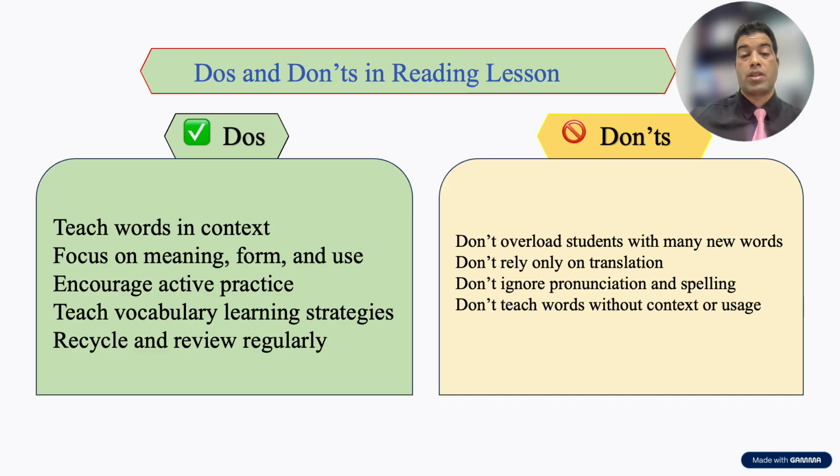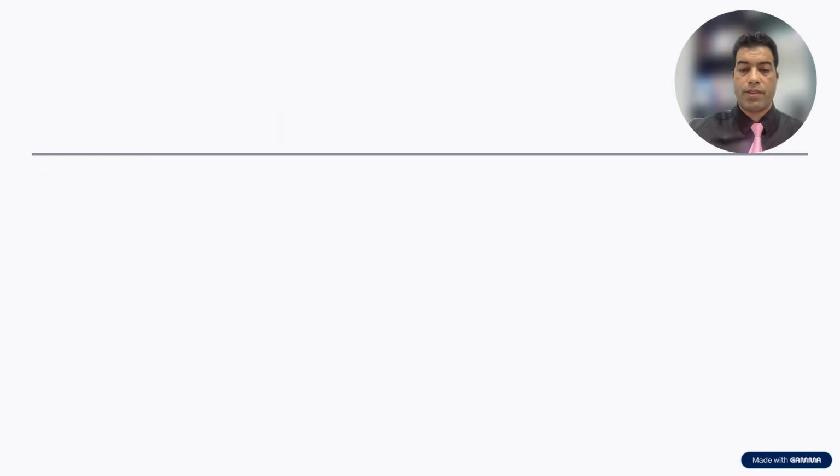Don't teach words without context or usage. If there is no context, don't teach a list of words, like saying "Today we'll study 10 words." It's not effective. Don't forget to check understanding at the end of each lesson, whether students understand everything or not.